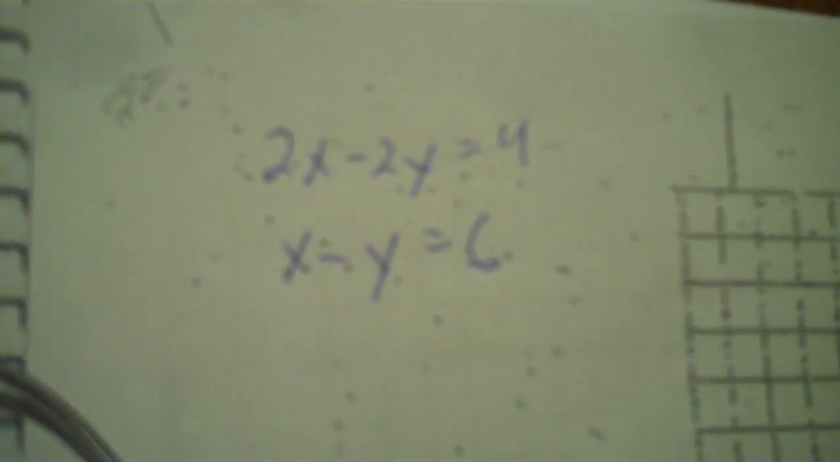Okay, there's two sections to this assignment: solving the system by graphing and solving the system by substitution. For graphing, you get graph paper out and you write two equations: 2x minus 2y equals 4, x minus y equals 6. We want to put the two equations on a table.